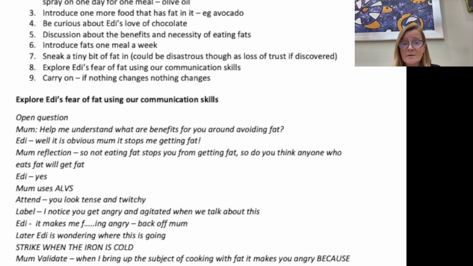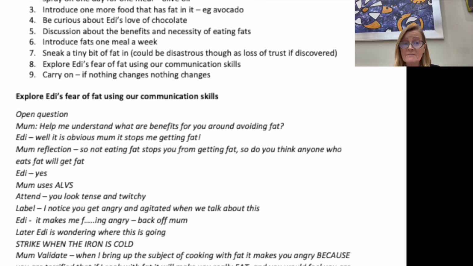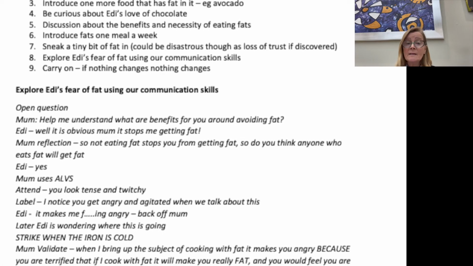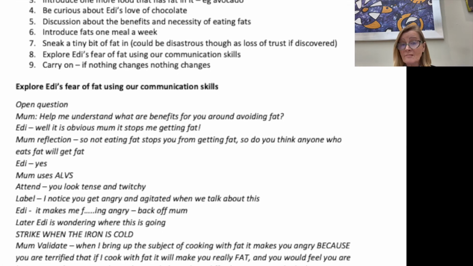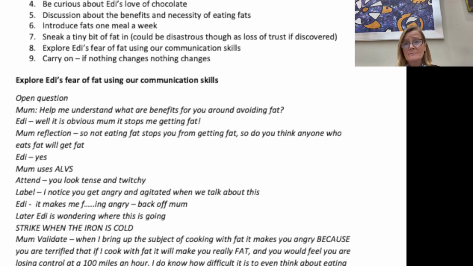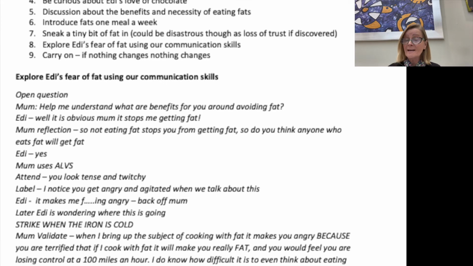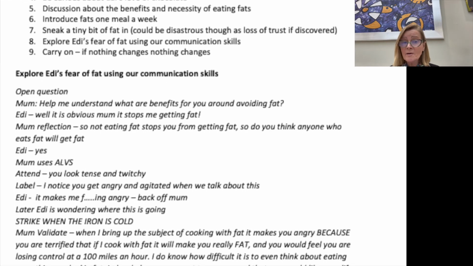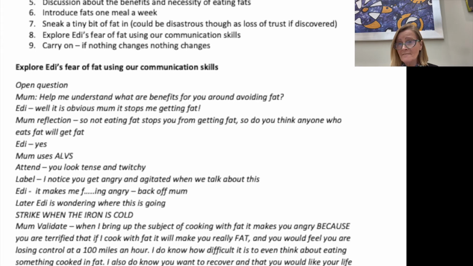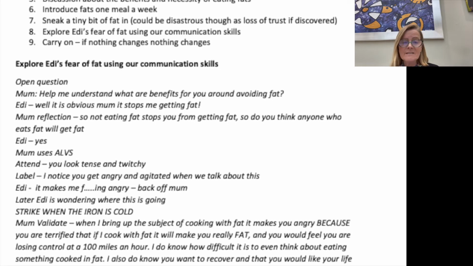So here's an example of a conversation, maybe exploring that fear of fat. So mum might say, let's call her Millie, "Millie, help me understand, what are the benefits for you around avoiding fat?" Millie: "Well, it's obvious, mum, it stops me getting fat." Obvious answer. A reflection then, mum repeats the words. "So not eating fat stops you from getting fat. So do you think anyone who eats fat will get fat?" So it's kind of playing devil's advocate.